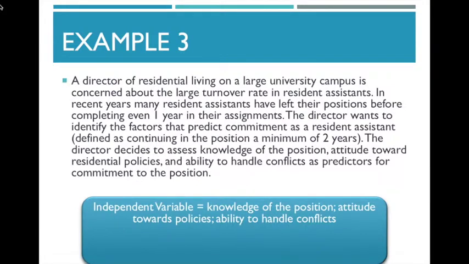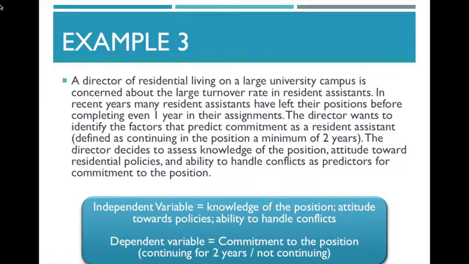So the independent variable here is knowledge of the position, also attitude towards policies, and the ability to handle conflicts. So you can see here there are 3 independent variables, which is okay and will happen. The dependent variable is commitment to the position. So will they continue for 2 years or will they not continue for 2 years?